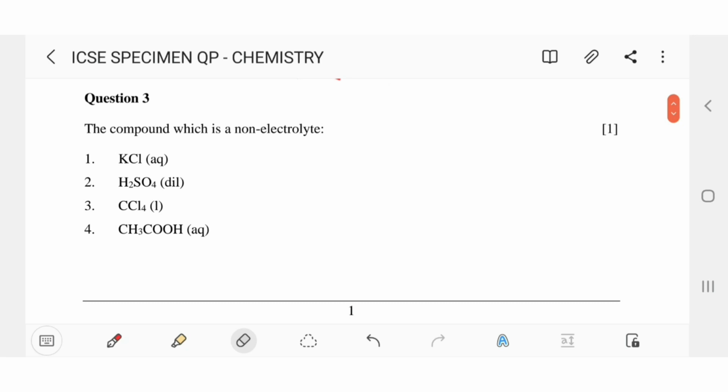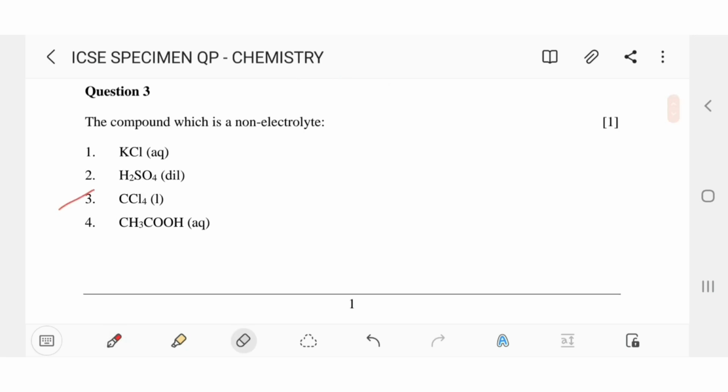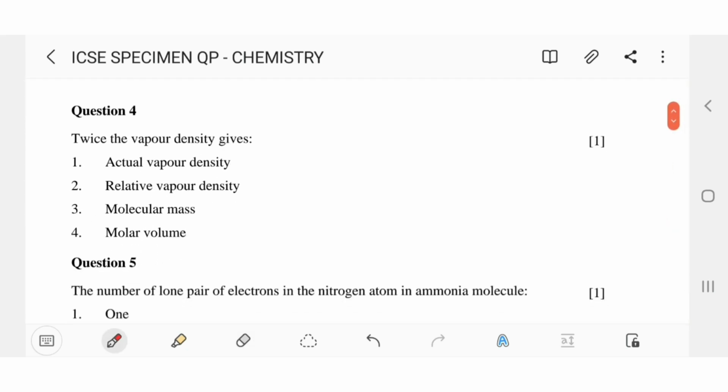Question 3. The compound which is a non-electrolyte. This is carbon tetrachloride, CCl4. Question number 4. Twice the vapor density gives. Okay, this is just the formula only. Molecular mass is equal to 2 into vapor density. This is the formula, and he has given this in the twisted form. Twice the vapor density gives molecular mass.